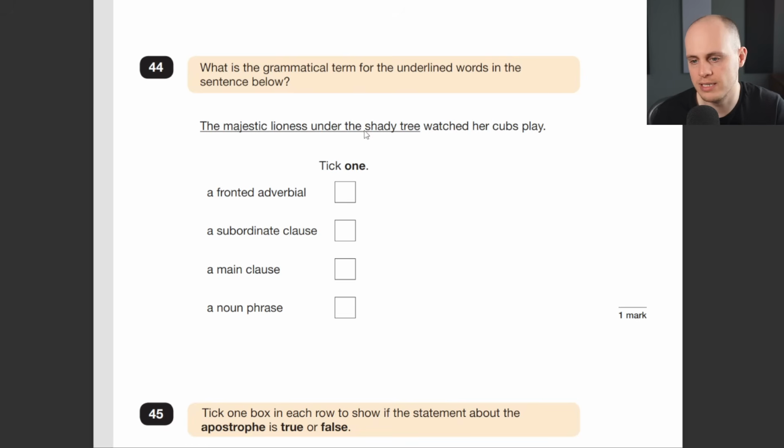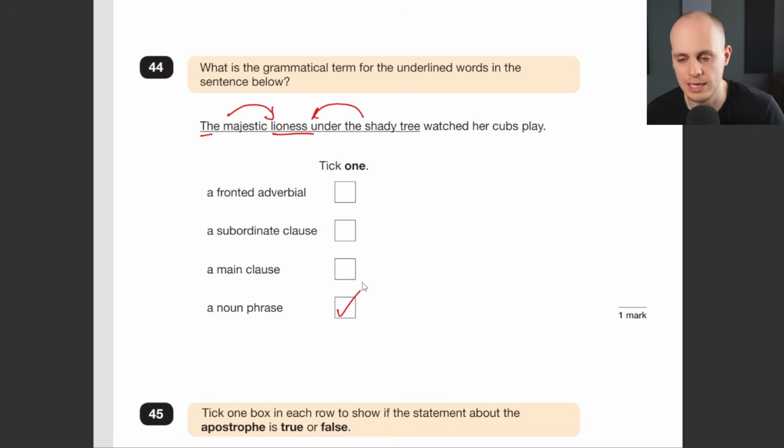The majestic lioness under the shady tree watched her cubs. So we've got a lioness, and it's been very much described by all of the words around it with a determiner at the start. By definition, then, this is a noun phrase. A noun phrase is when you have a group of words that describe a noun. Simple as that. Often starts with a determiner, like the, or a, or an.